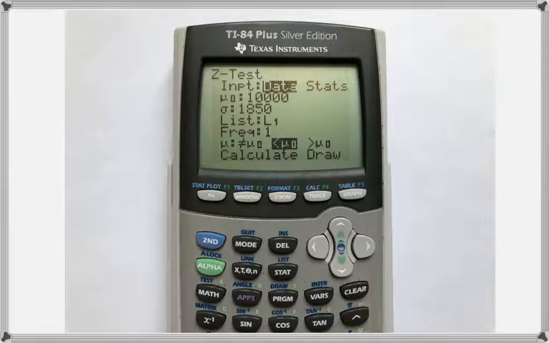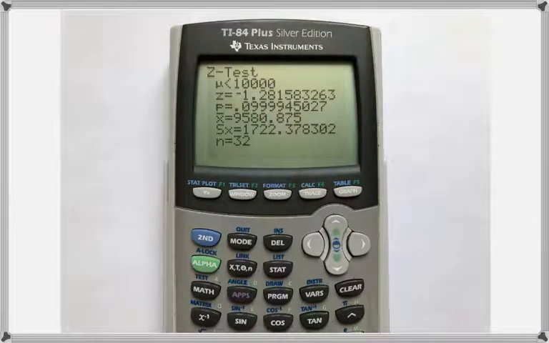So mu is 10,000, sigma is 1850. My list is L1 because that's where I entered in the information. I want to specify 1 for the frequency, and then this is a left-tail test. So press Calculate, and here is our information.